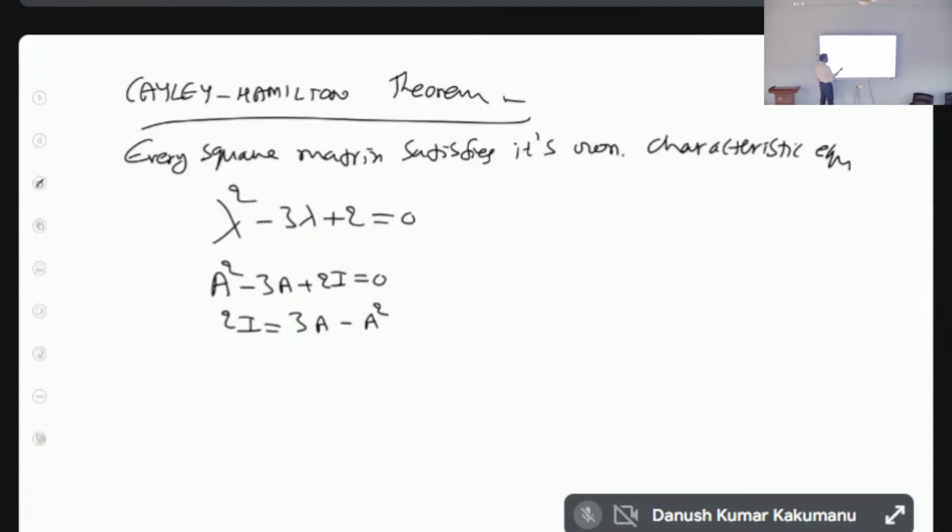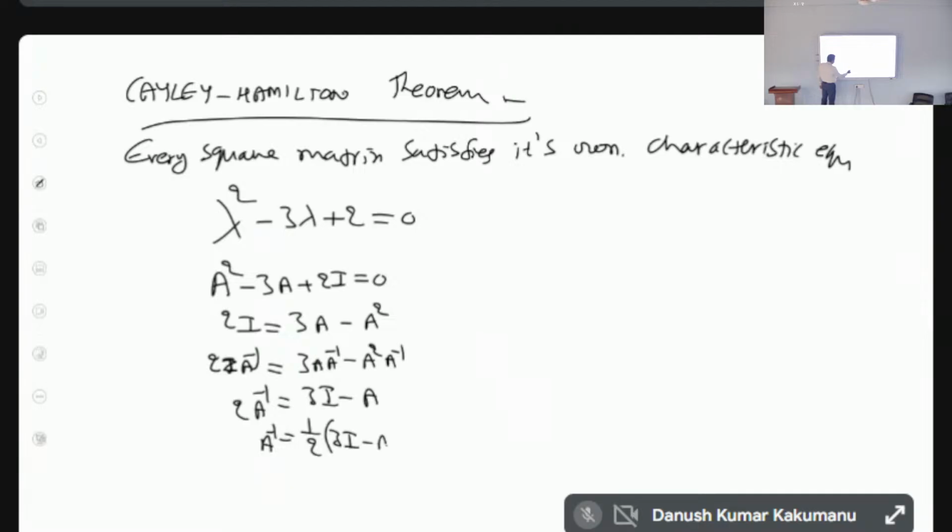2I is equal to 3A minus A square. If you multiply both sides with A inverse, 2I A inverse is equal to 3A A inverse minus A square into A inverse. 2 into A inverse is equal to 3I minus A. A inverse is equal to 1 by 2 into 3I minus A. So that way we are getting A inverse is 1 by 2 into 3I minus A.